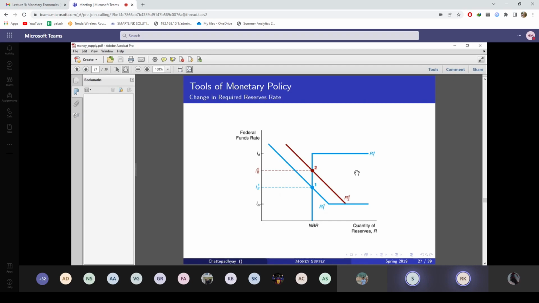There's a blue line, initially the reserves demand curve. The horizontal part does not change at all. Reserves demand goes up when the required reserves rises. As a result, interest rate goes up, and a rise in interest rate is obviously associated with the decrease in the money supply. So required reserves rises, money multiplier falls down, money supply falls down.